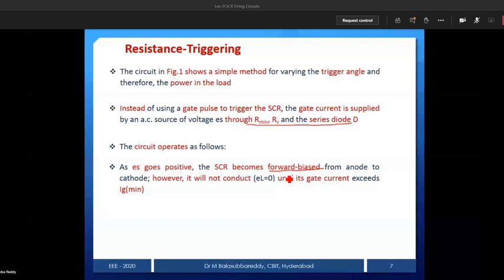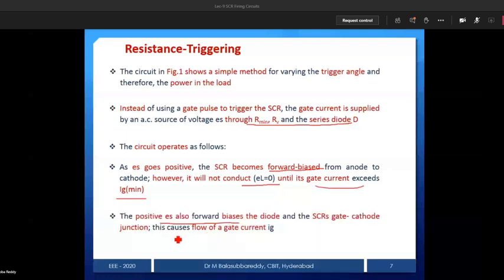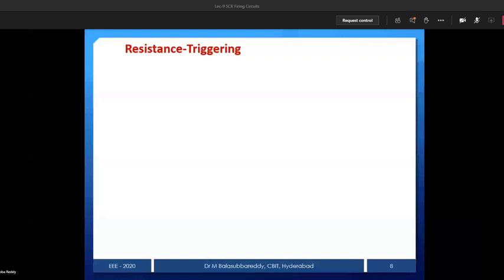How long will the output voltage be 0? Until the gate current reaches IG minimum. Until that, the device will be in the off state only. Now we can see that if ES is increasing gradually, the gate cathode junction current also gradually increases because it is allowing current to pass through the gate. And the gate current increases as ES increases towards the peak value. Once it reaches IG minimum, automatically the SCR is going to be triggered.